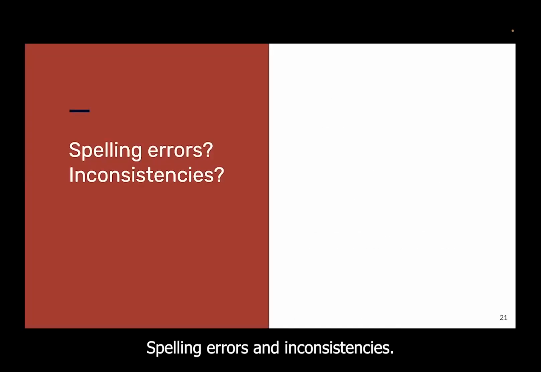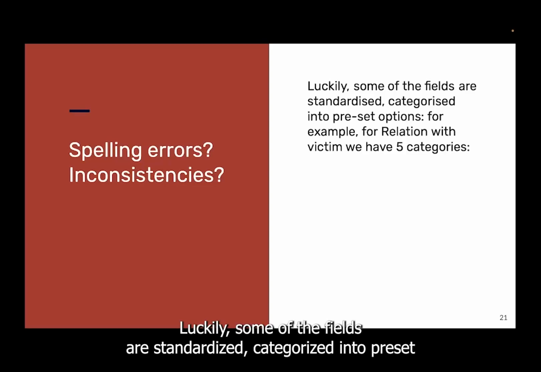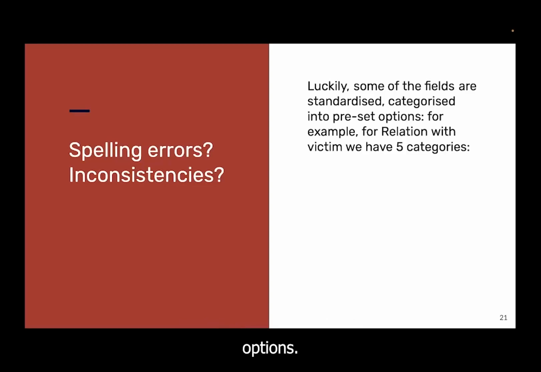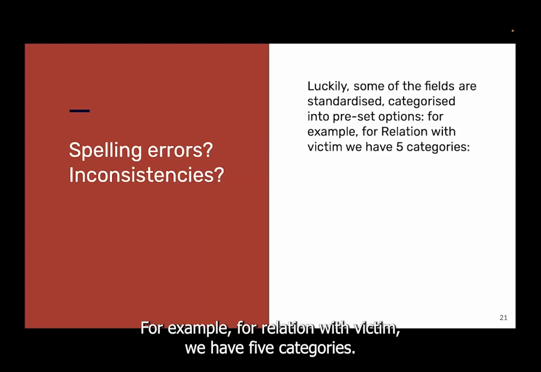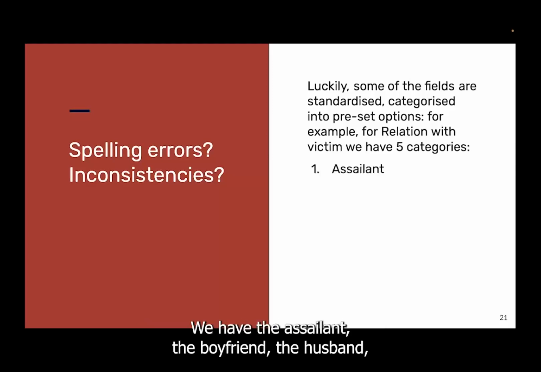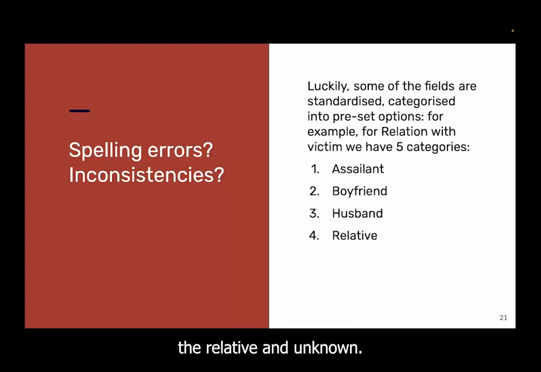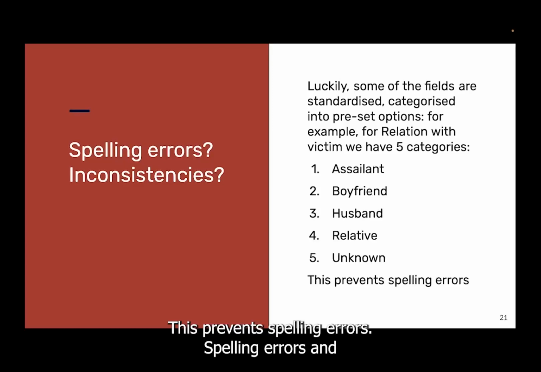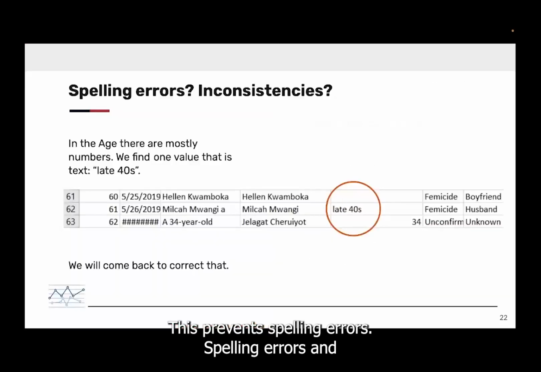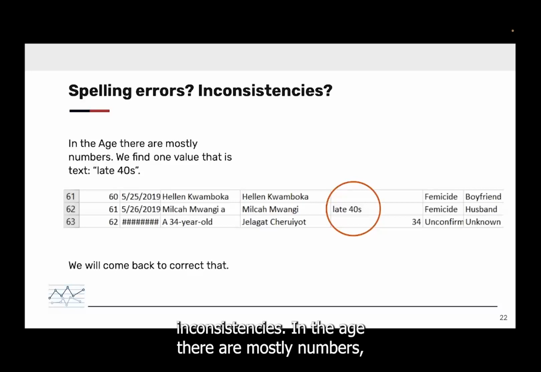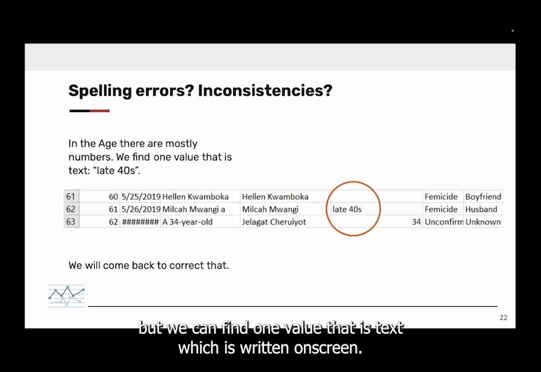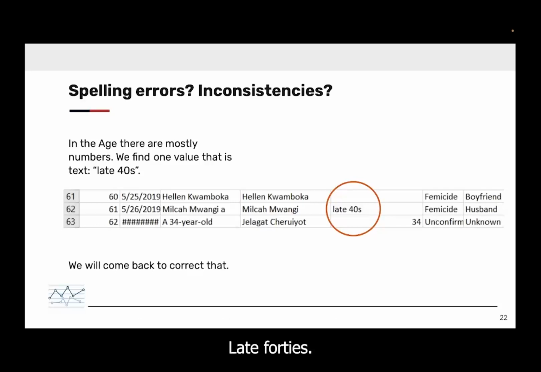Spelling errors and inconsistencies. How do we look at this? Luckily, some of the fields are standardized, categorized into preset options. For example, for relation with victim, we have 5 categories. We have the assailant, the boyfriend, the husband, the relative, and unknown. This prevents spelling errors. In the age, there are mostly numbers, but we can find one value that is text, which is written on screen, late 40s. We will come back to correct that.